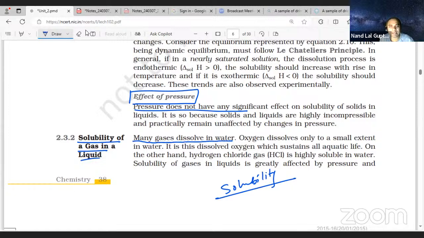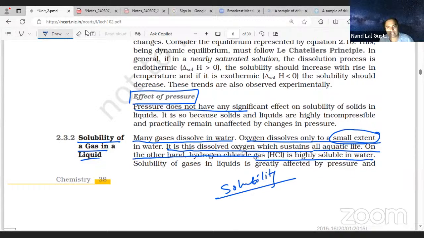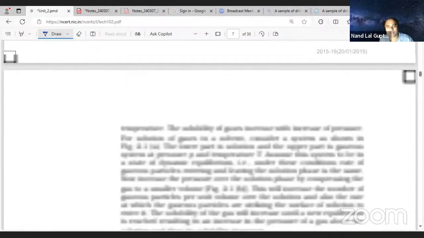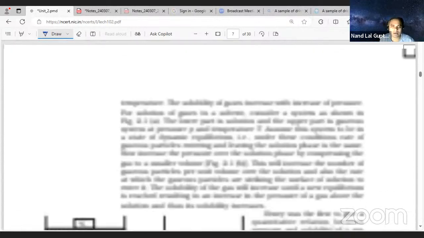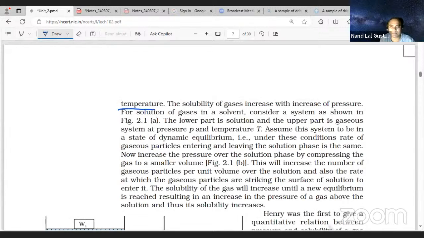Many gases dissolve in water. Oxygen dissolves only to a small extent. How much is it dissolving? A very small extent in water. It is this dissolved oxygen which sustains all aquatic life. On the other hand, hydrogen chloride gas, HCl, is highly soluble in water. Solubility of a gas in liquid is generally affected by pressure because gases are compressible. Now here you see the point: pressure and temperature.